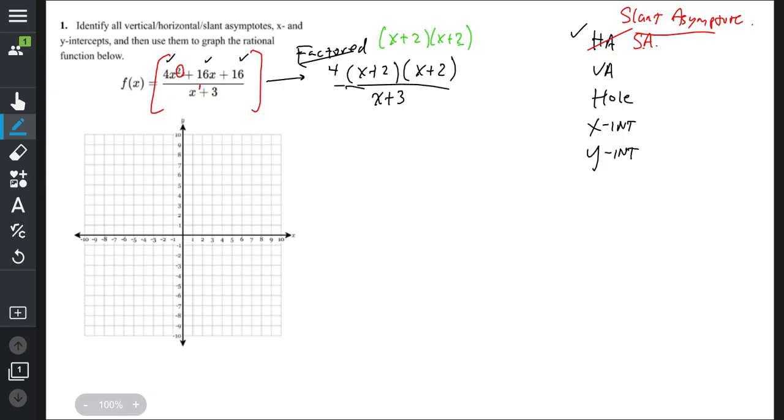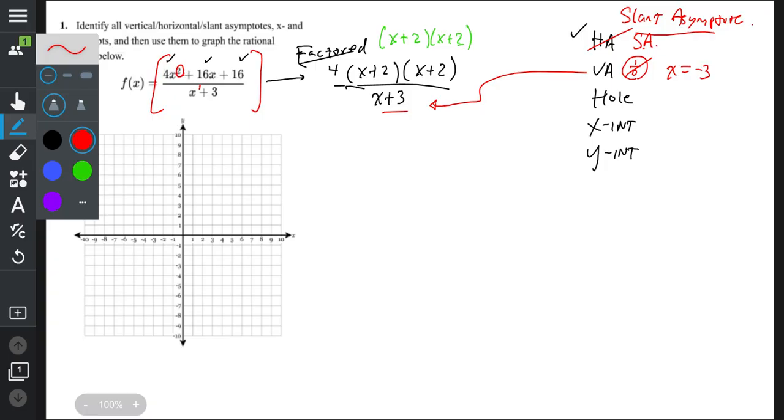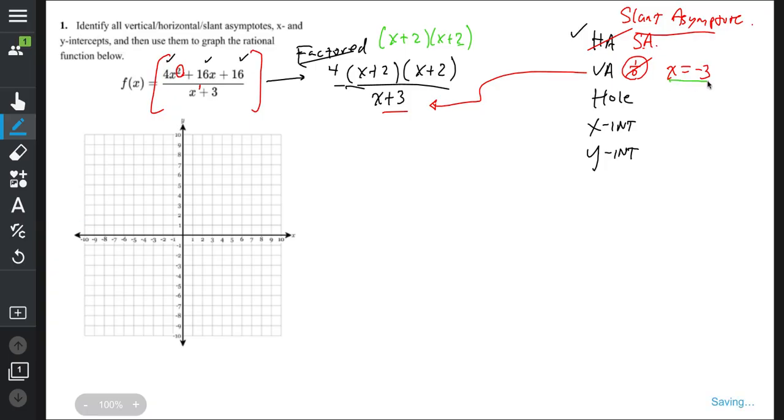VA, we are looking in the denominator. VA is where you may not have zeros in the denominator. This is illegal. So that's why we're looking in the denominator. And we can see if x equals -3, you're going to have 0 in the denominator. And by the way, this is the equation of the line. We'll come back to it, we're going to draw all these at once.